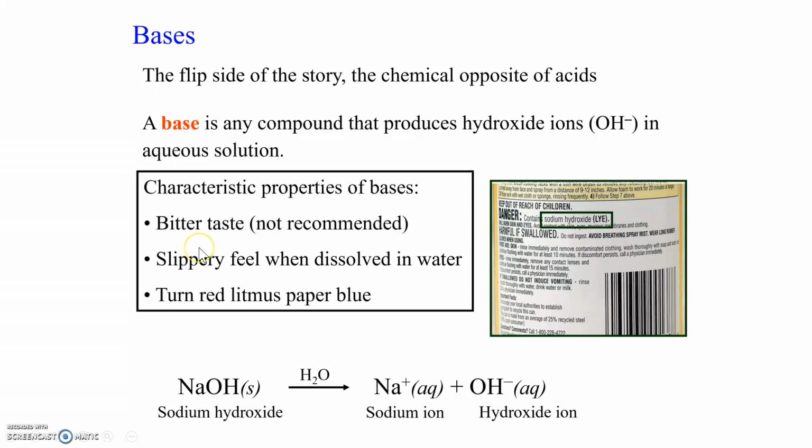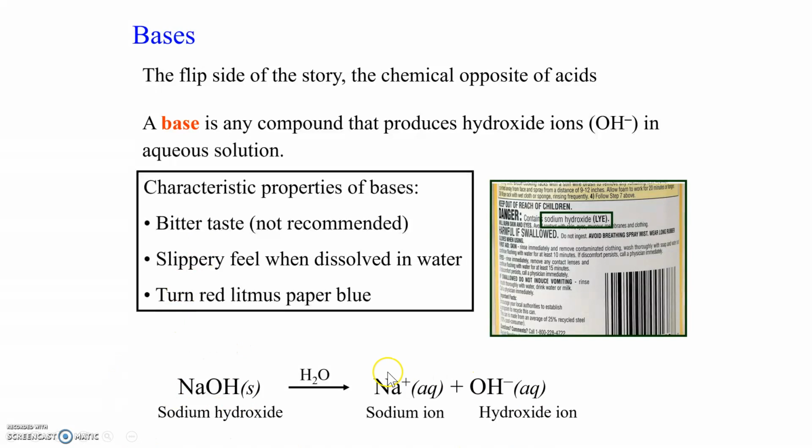So if you've ever gotten bleach on your hands and that slippery feeling that is left behind, that is because bleach is a base. We said that acids turn litmus paper red, bases turn litmus paper blue. Again, that was one of the initial ways that you could test if something was an acid or base. We have a lot more tools now to look at the pH of a solution.